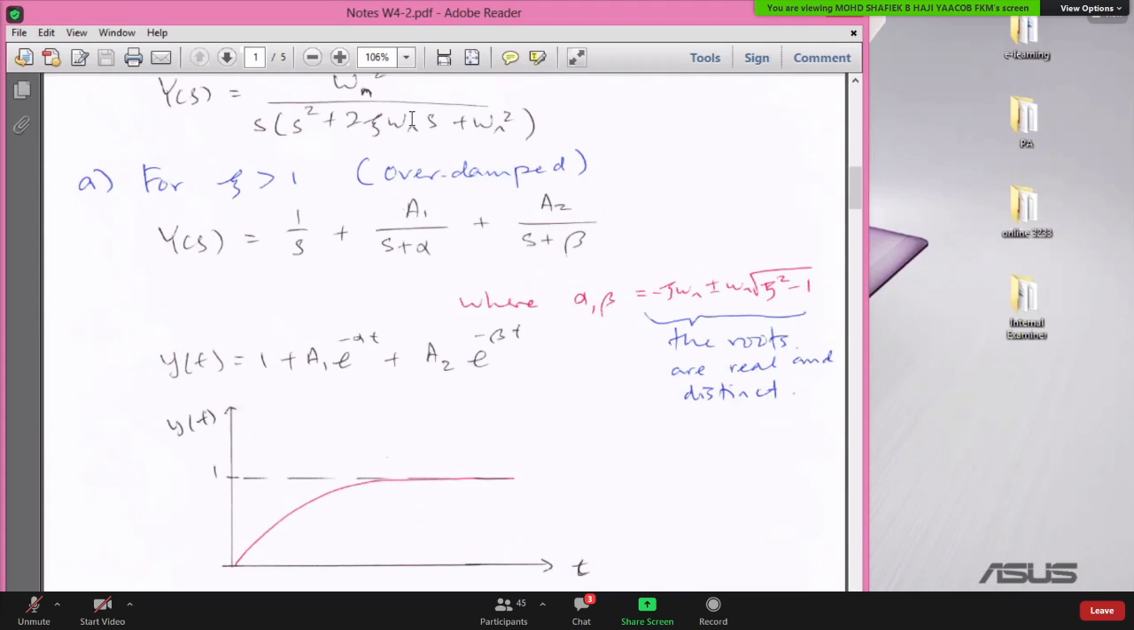There are two other cases. Another case is when zeta is less than 1. When zeta is less than 1, the roots now become complex roots. You can no longer do this simple partial fraction, but we have talked about that. The solution is given in our previous class. So now we are going to look at the case where zeta is less than 1.